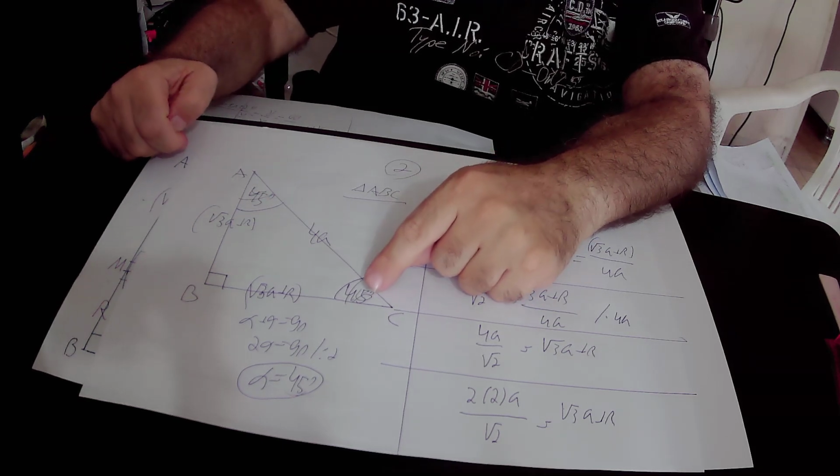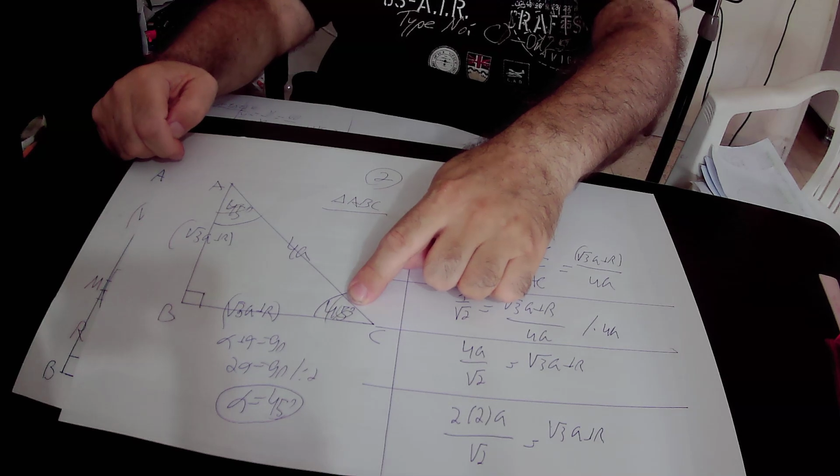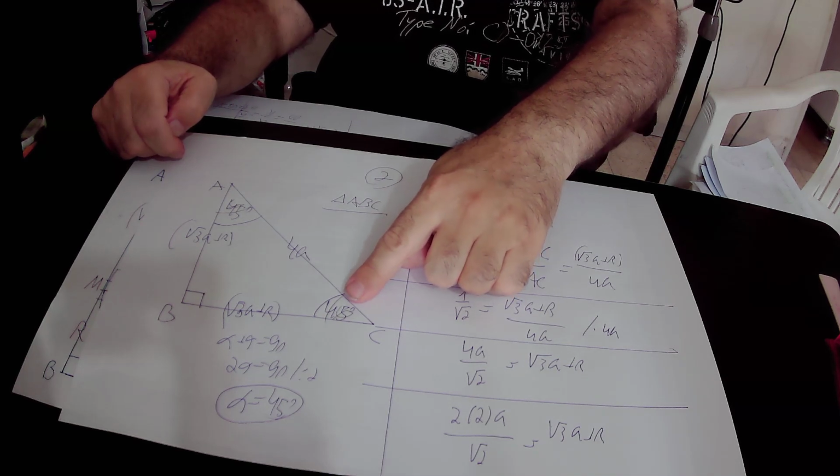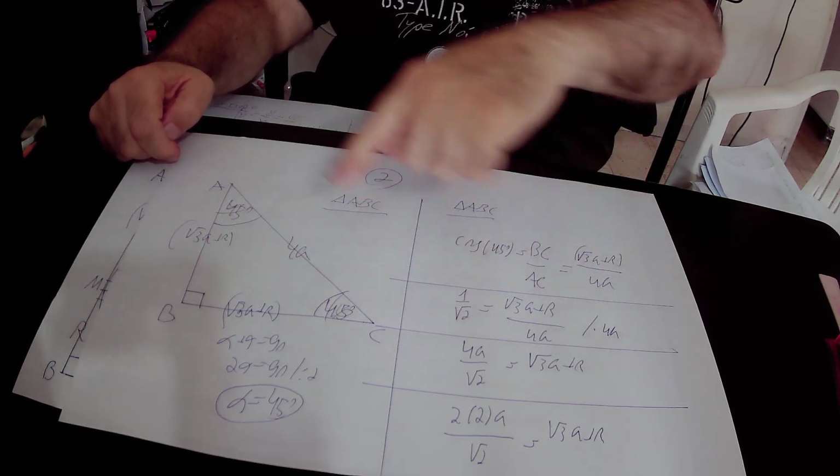Then we focus on this angle. This angle is 45 degrees. So in this right triangle, cosine 45 degrees equals BC over AC. Again, cosine 45 degrees equals BC over AC.